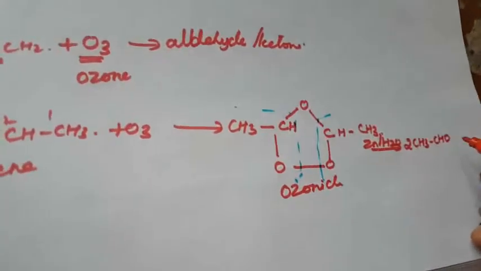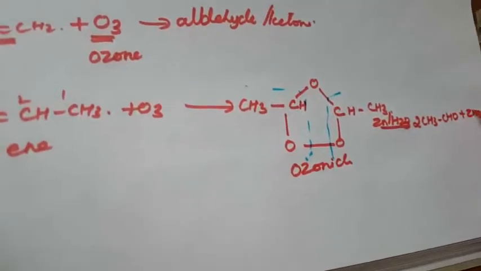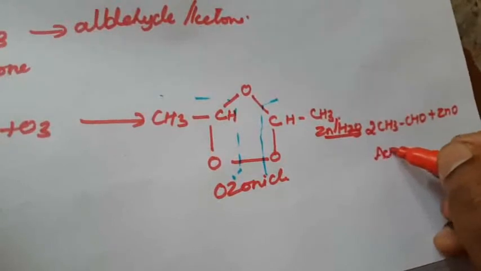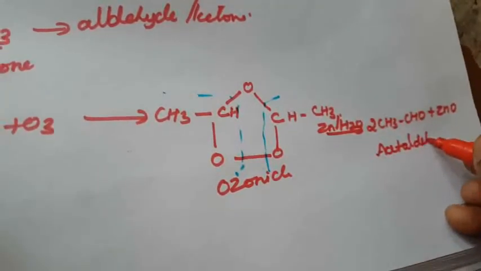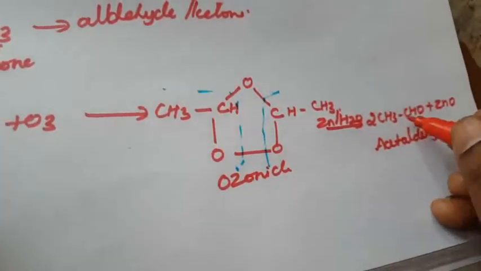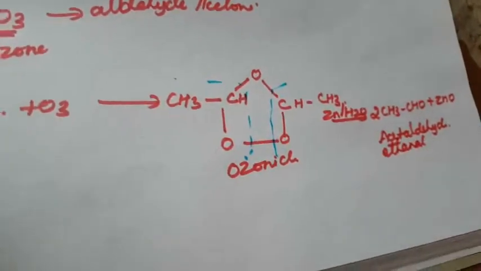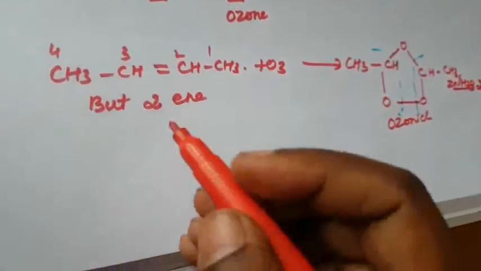What is this compound name? This is acetaldehyde. Acetaldehyde is the common name. What is the IUPAC name? 2 carbons are there, that is ethanal. Okay, this is ethanal.